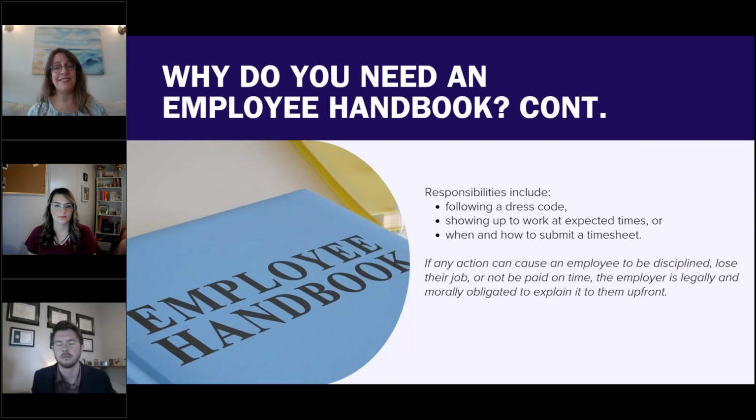But I also have responsibilities as an employee. So it could include following the dress code, showing up to work at expected times. I might also be responsible for submitting a timesheet at a certain time. A good rule of thumb is that if any action can cause an employee to be disciplined, lose their job, or not be paid on time, the employer is legally and morally obligated to explain it to the employees up front. Including those responsibilities in the employee handbook is the best way to do that.